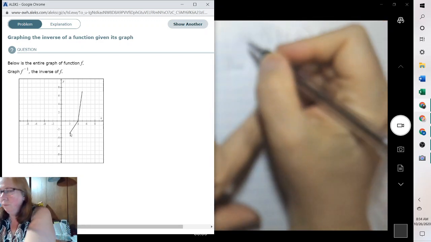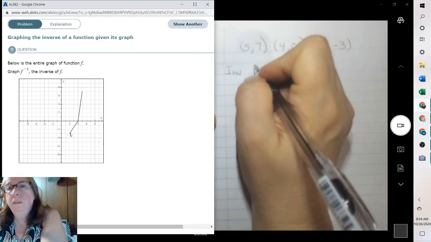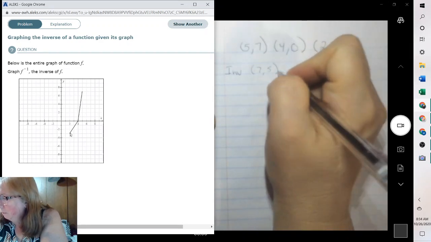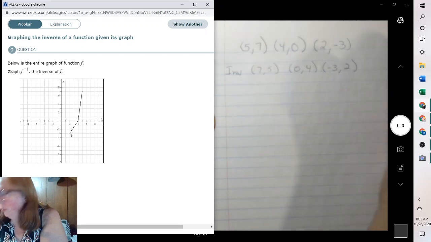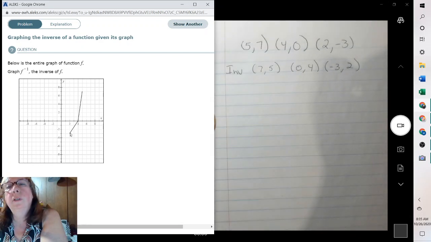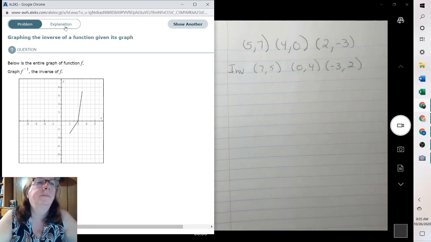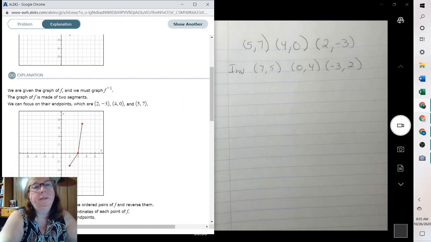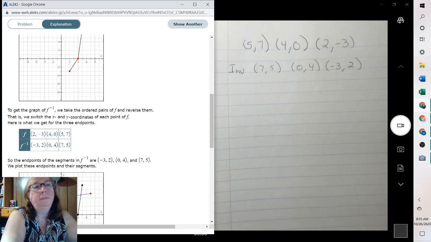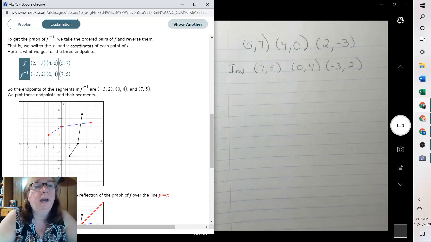The inverse switches the x and y. So it becomes 7, 5, 0, 4, -3, 2. Now, so that you can see it on the same graph, I'm going to bring up the answer. So they found all the points. They switched them. And the blue is the new graph.